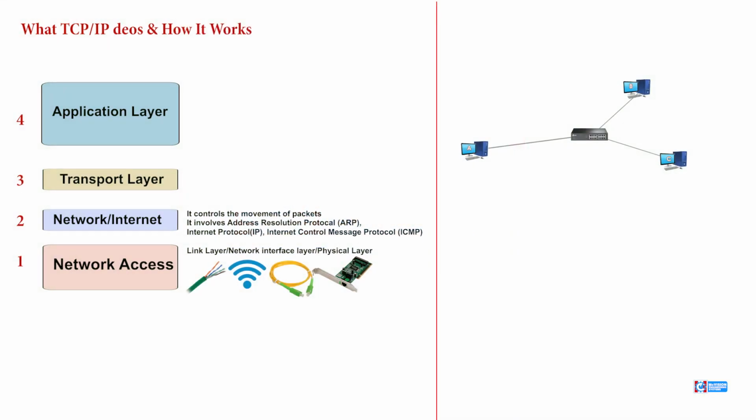Now, the work of the ICMP is that, in case this host can't reach this host on the network, an ICMP will send a message telling this host that the destination host cannot be reached, or the request timed out. Let's take a quick look at how ICMP works.